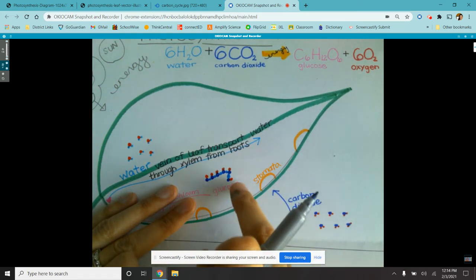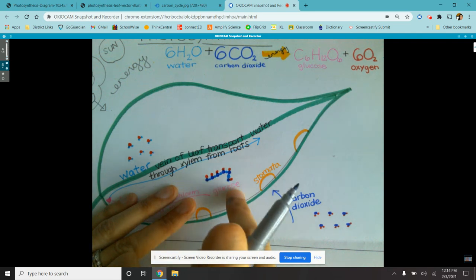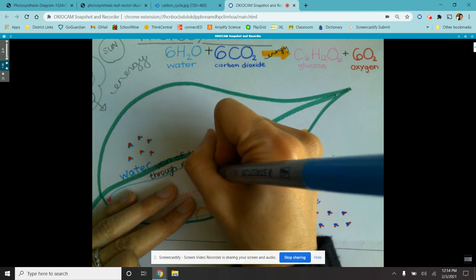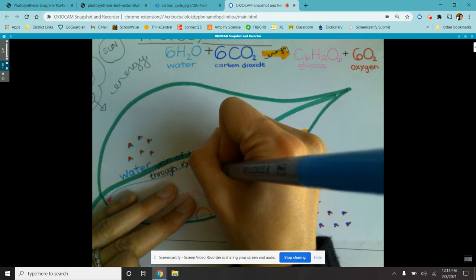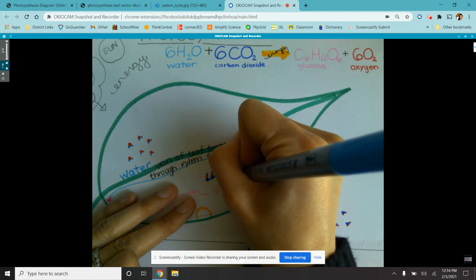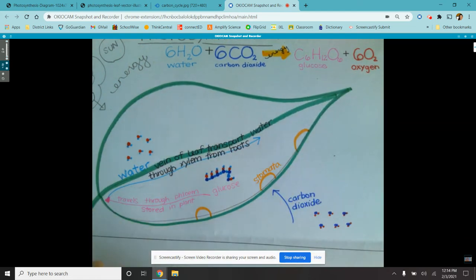The hydrogen connects the oxygen, or I'm sorry, the carbon atoms, and then there is also a hydrogen attached to each. This is not necessarily 3-dimensional, but you get the idea. So that is our glucose. We have 6 carbon, 12 hydrogen, and 6 oxygen. So that's our glucose. It travels through the phloem after it's produced and is stored in the plant.